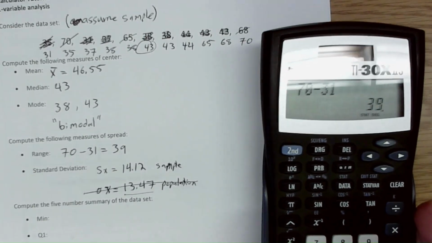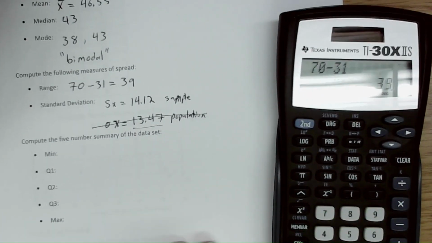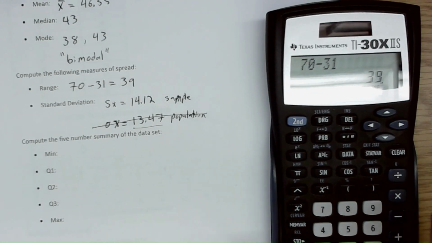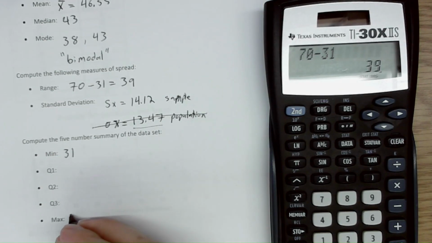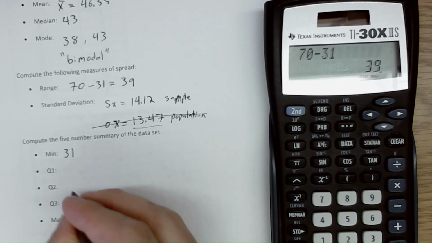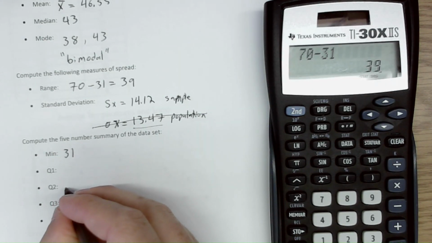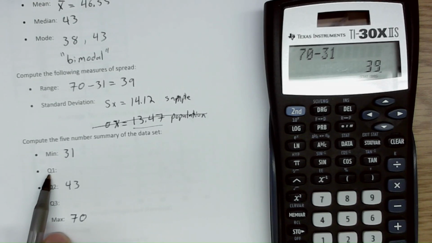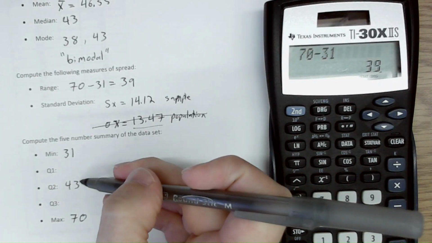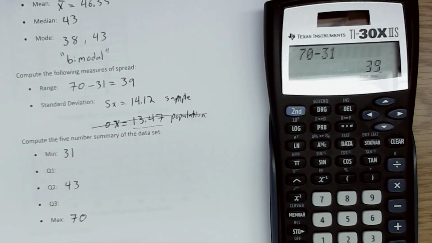The 5-number summary lists the minimum, which we've already said is 31. It lists the maximum, which is 70. The second quartile is the middle of our data set, so that's the median. And then the first quartile would be like the median of the first half of our data.